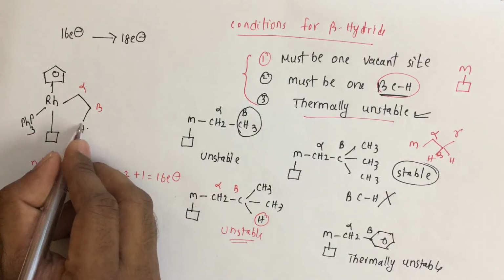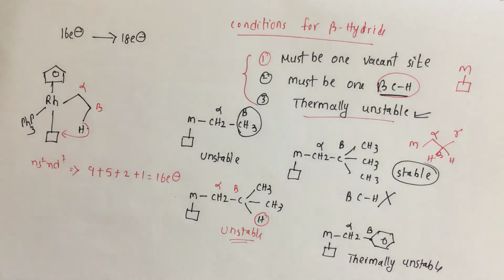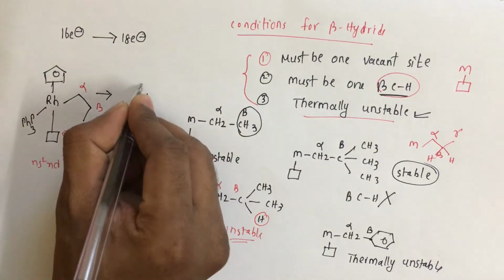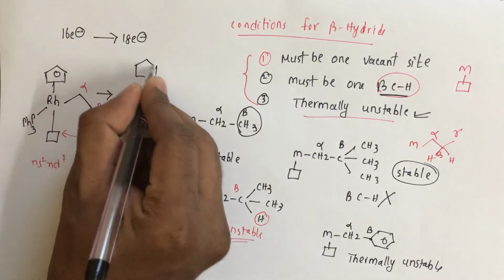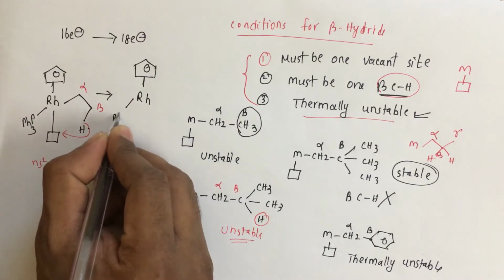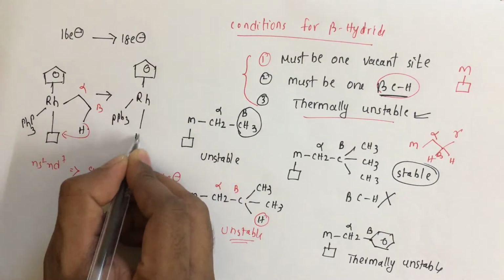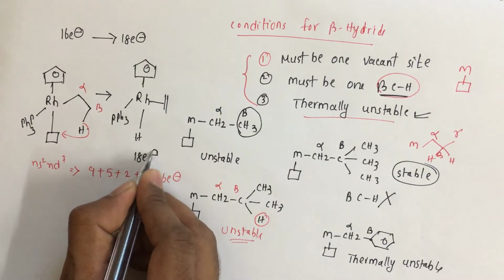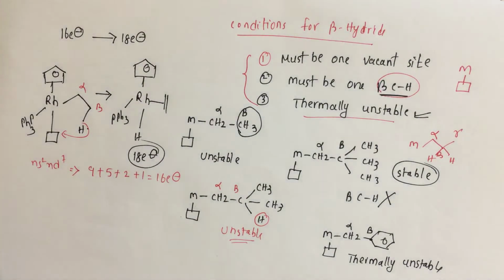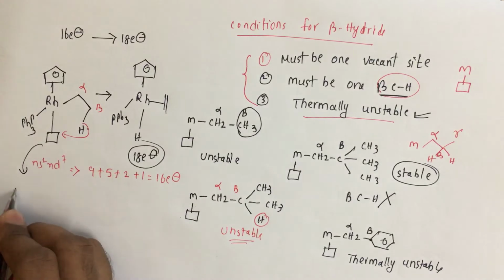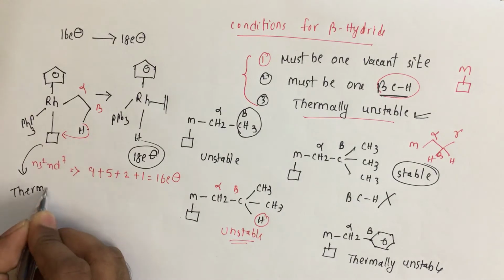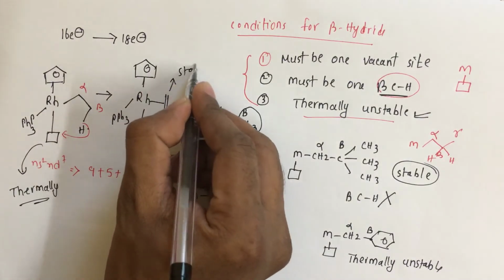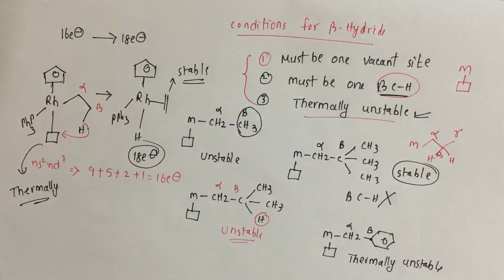Now this hydrogen goes from here to here and this becomes Rh, Cp, PPh3, hydrogen and olefin, so this is converted into 18 electrons. Okay, and here the first complex is thermally unstable, but this one is stable because it is an 18 electron complex.